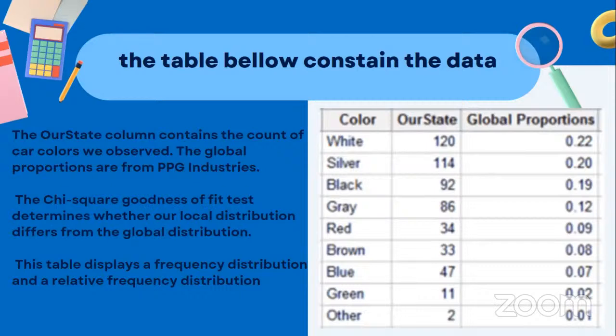The table below contains the data. The Our State column contains the count of car colors we observe. The global proportions are from PPG Industries. The chi-square goodness of fit test determines whether our local distribution differs from the global distribution. This table displays a frequency distribution and a relative frequency distribution.